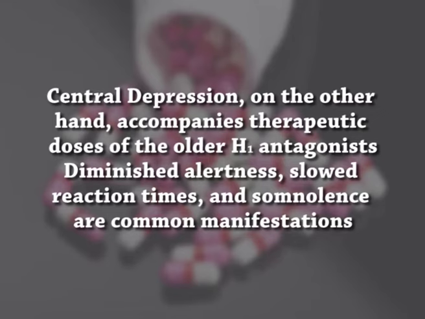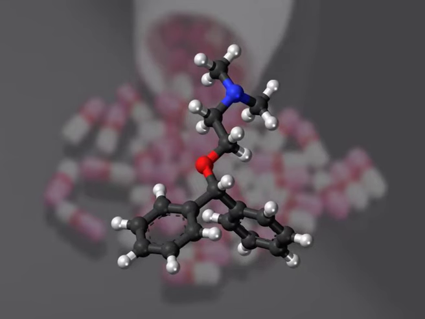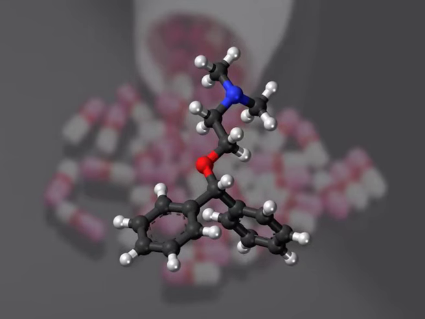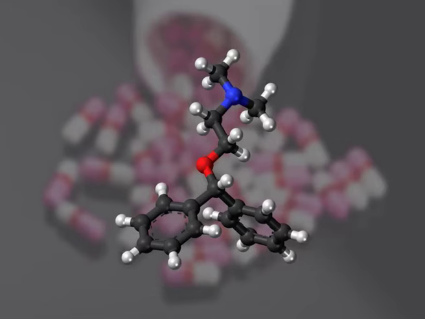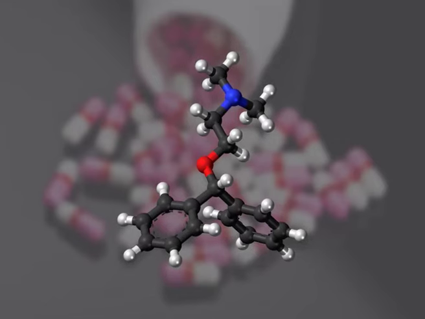Central depression, on the other hand, accompanies therapeutic doses of the older H1 antagonists. Diminished alertness, slowed reaction times and somnolence are common manifestations. Some of the H1 antagonists are more likely to depress the CNS than others, and patients vary in their susceptibility and responses to individual drugs. The ethanolamines, an example being diphenhydramine, are particularly prone to cause sedation and are used as over-the-counter OTC somnolents.